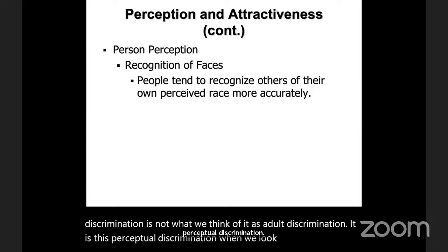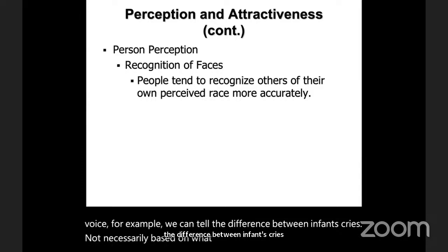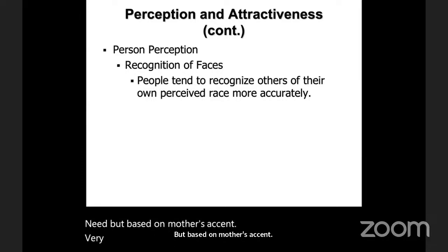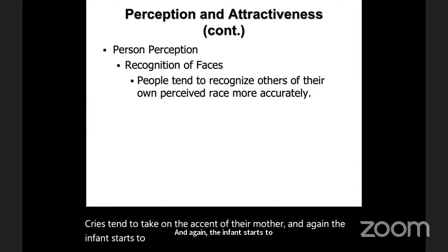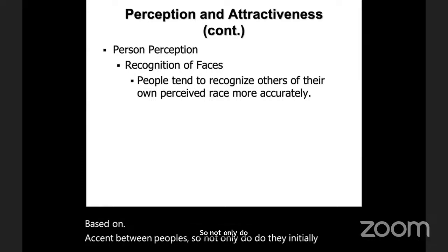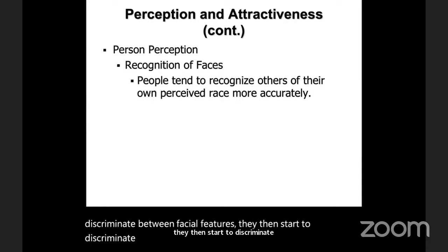When we look at sound of voice, for example, we can tell the difference between infants' cries, not necessarily based on what they need, but based on mother's accent. Very early in infant development, cries tend to take on the accent of their mother. And again, the infant starts to discriminate based on accent between people. So not only do they initially begin to discriminate between facial features, they then start to discriminate between accents that match mom and accents that don't.